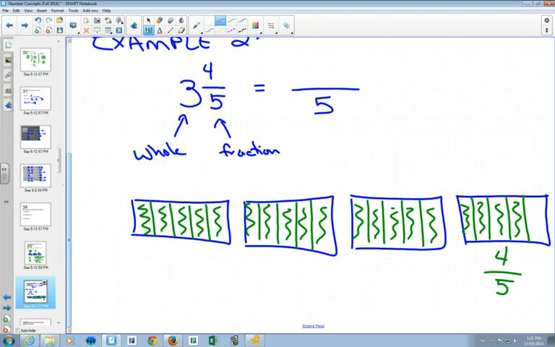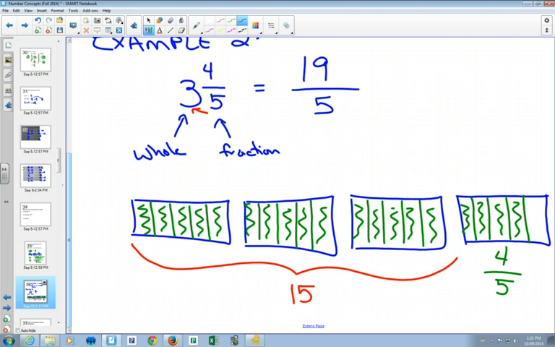The reason we multiply the 5 times the 3 is you have 3 full chocolate bars, and they each will have 5 pieces. So this, right here, when I multiply 3 times 5, I get 15. And then I still have the 4 pieces extra, so when I change it to an improper fraction, I have 19 over 5. And that explains why we had those steps that we wrote out yesterday.